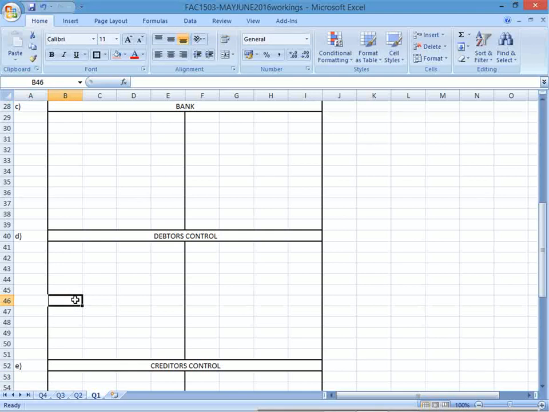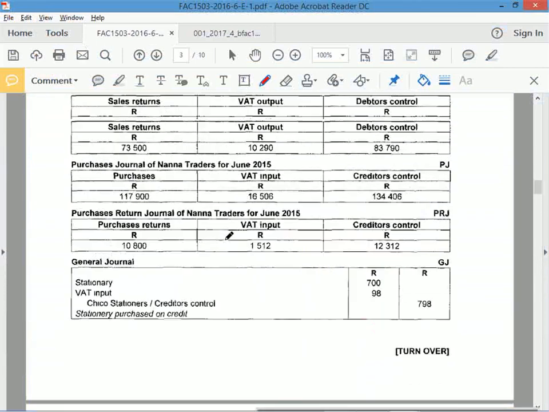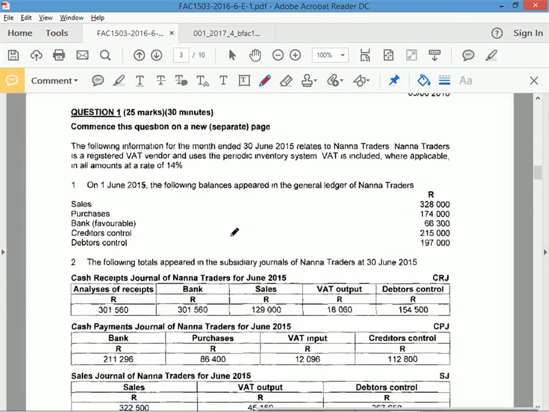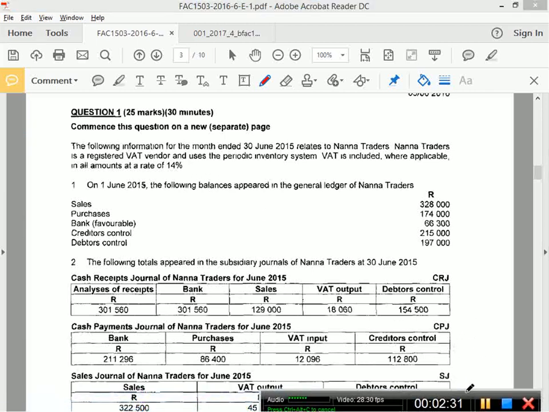I'll leave lots of lines in between in case I need to do lots of workings and posting, but that's what I'm going to start off with. Now we need to go to the question and read and take figures through to our answer sheet. Question 1 is asking you to post to the general ledger.